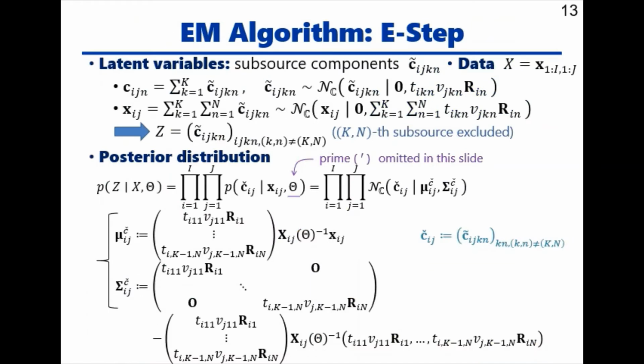Our latent variables consist of what we call subsource components, denoted by C tilde. We assume that each source image C is modeled by the sum of k subsource components C tilde. We also assume that these subsource components independently follow complex Gaussian distributions shown in this equation.